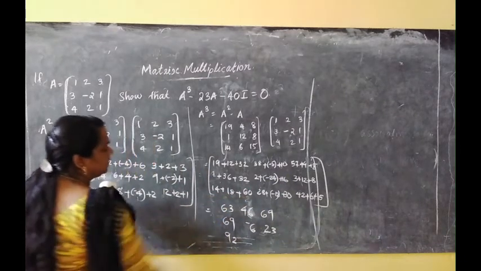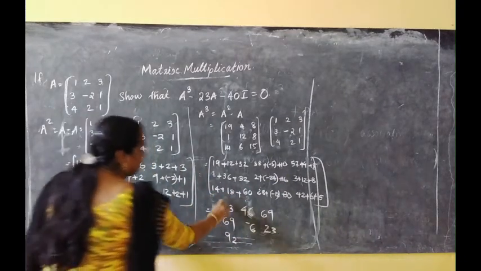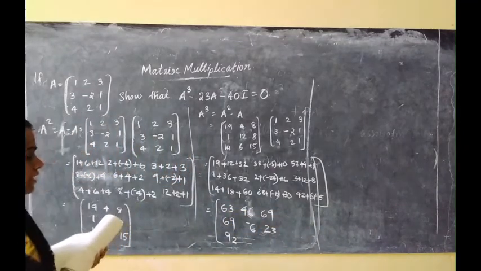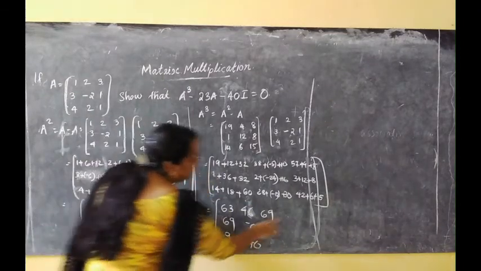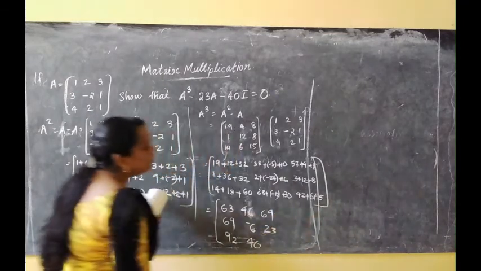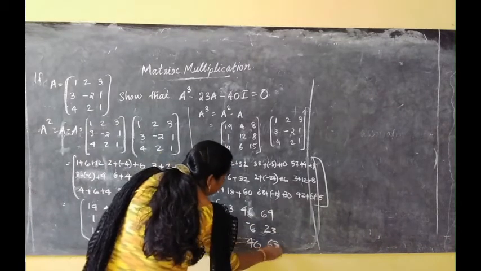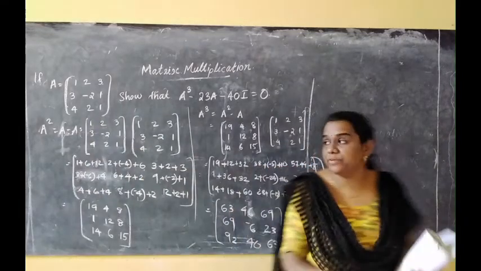60 plus 18 plus 14. 18 plus 14 we get 32. 60 plus 42, 92. Then 28 plus 30, 58. 58 minus 12, 46. Then here 42 plus 6 plus 15, 63. I hope you understood how to find A cube.